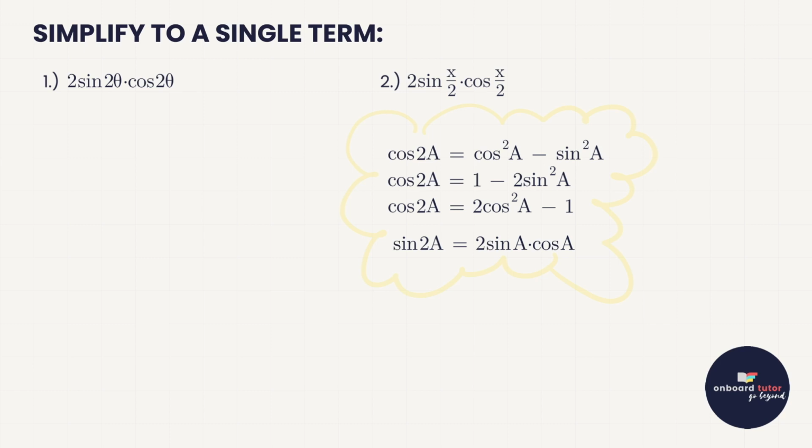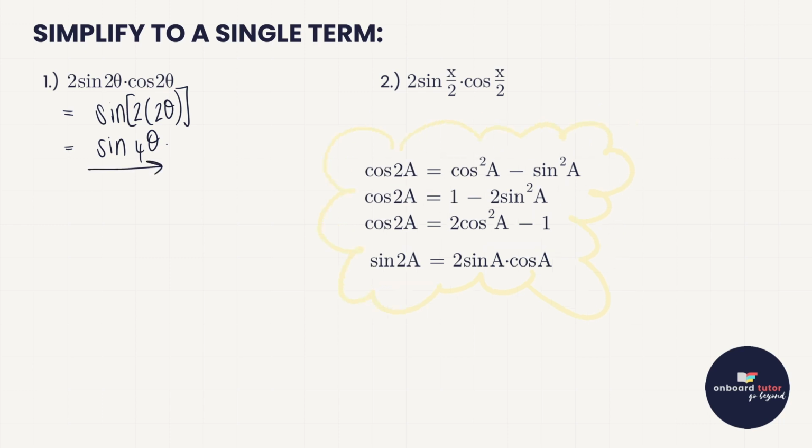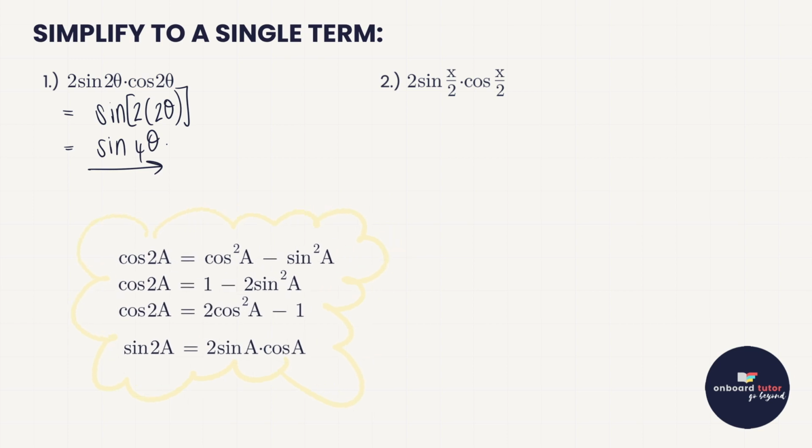Now don't get confused just because there are going to be a lot of 2's, but that's okay. So it's sine 2 times the angle there, which is in actual fact going to be sine 4 theta. So there we've taken something that looked very long and we have condensed it into something nice and short.